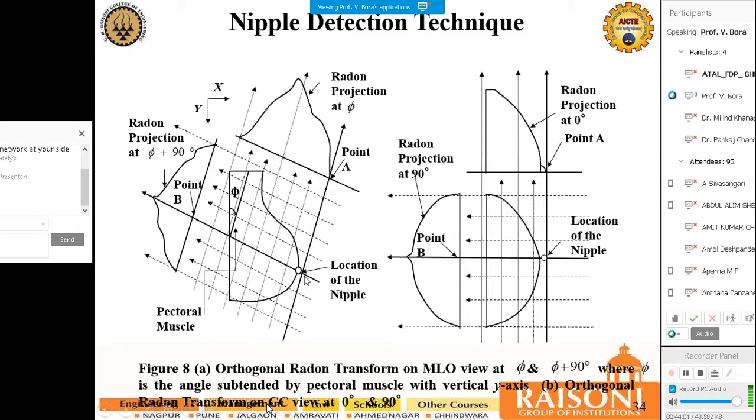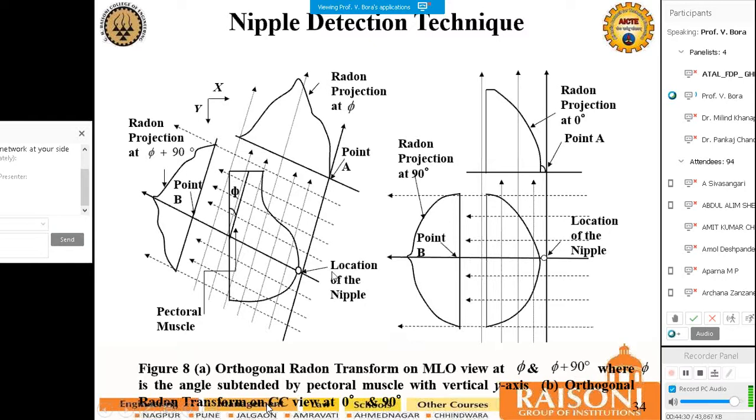So again, this was a totally heuristic approach which we had applied to detect the reference point in the CAD system. This was done on the MLO view, and in CC there is no issue because in CC there is no pectoral muscle. So two radon transforms are taken at 0 degrees and 90 degrees. That's it, and that helps to detect the reference point in the CC view. CC means this is the top view, and this is the side view, the MLO view.